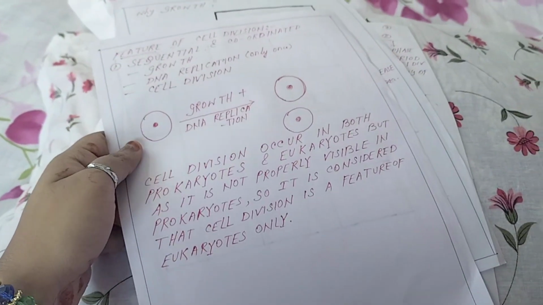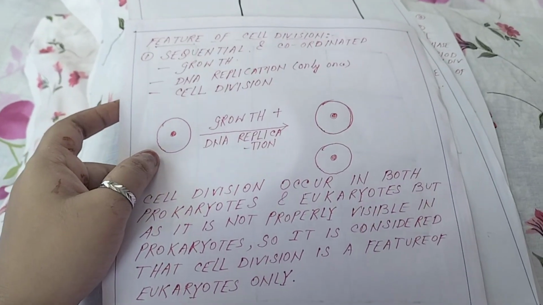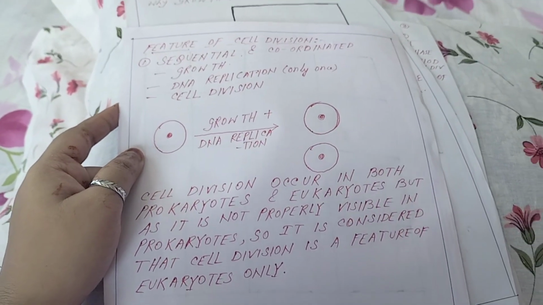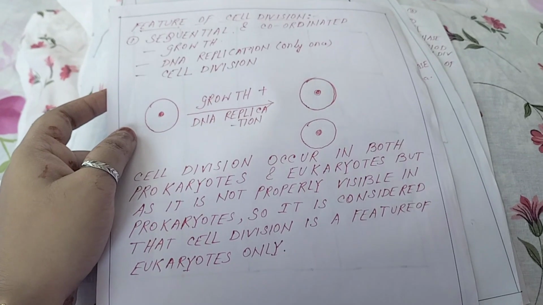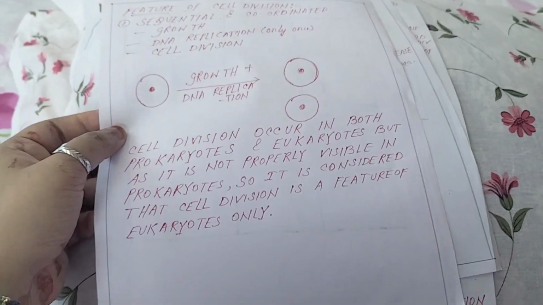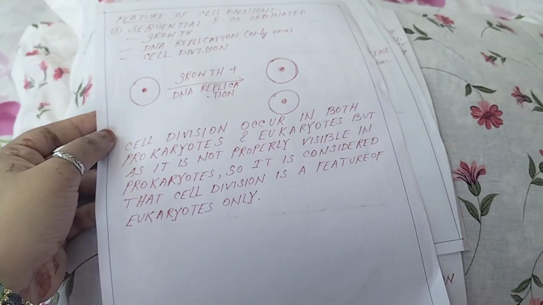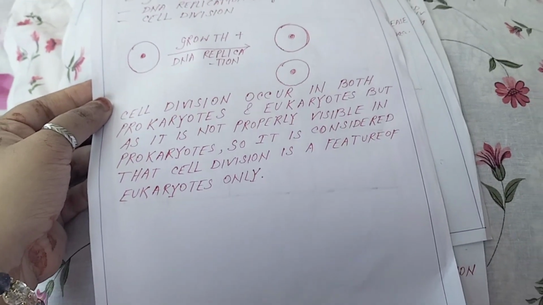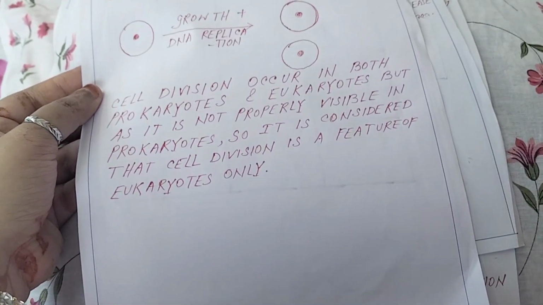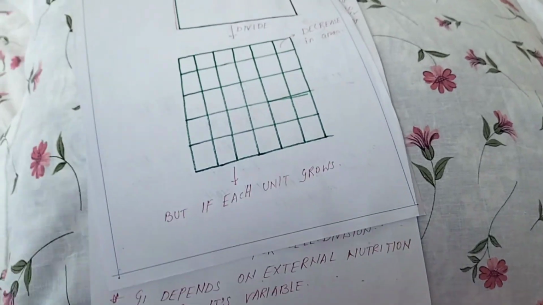Then we have learned about the feature of cell division, means it's a sequential event. It occurs in a very coordinated way, and it's a feature of both prokaryotes and eukaryotes. But it is not properly visible in prokaryotes, so it is considered that cell division is a feature of eukaryotes only.